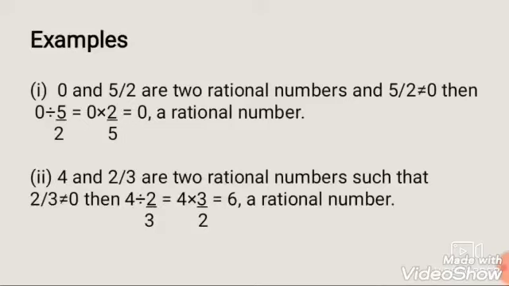Next, move on to the next example. In this example, 4 and 2 by 3 are two rational numbers such that 2 by 3 is not equal to 0. Then we write it as 4 divided by 2 by 3, which is equal to 4 into 3 by 2. Since we know that 4 and 2 have a common factor 2, we get 2 into 3 divided by 1. Yes, 2 into 3 is 6. So it is also said to be a rational number.